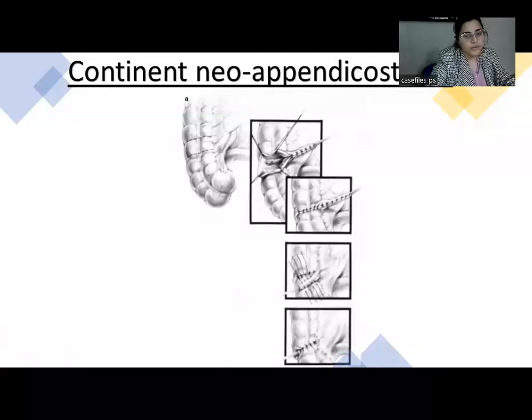The important thing to remember, the procedure is similar to the continent appendicostomy. The only thing to remember is that this should not be done medially, because then the IC wall will be compressed. So it has to be done laterally. That's the only thing. Apart from that, the surgical steps are identical to doing an appendicostomy.